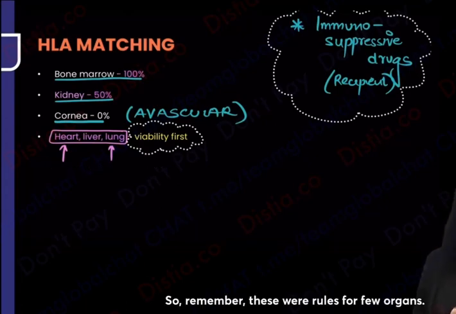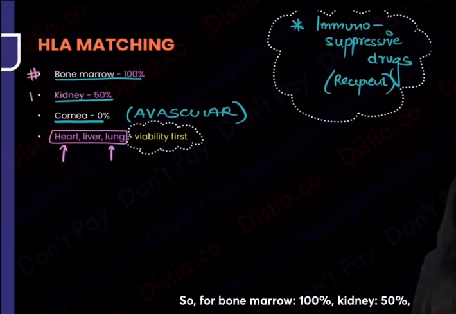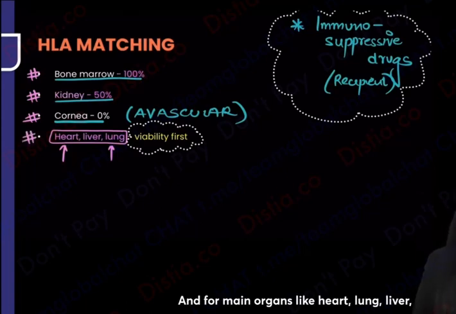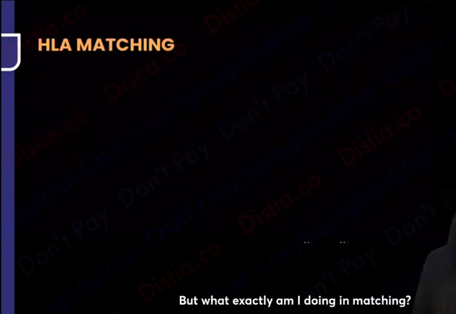So remember, these were rules for few organs. For bone marrow, 100%, kidney 50%, cornea, avascular 0%, and for main organs like heart, lung, liver, viability is my first priority, then comes matching. But what exactly am I doing in matching? What all am I considering out here?